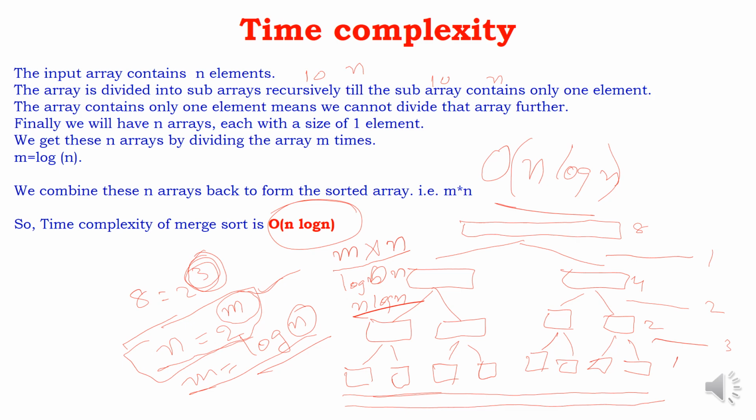Conquering is over. Now we are going to combine or merge them. So n number of times we have to compare. By comparing the elements of subarrays we have to merge them into a sorted array. So we need that many comparisons, m into n, log n times n. M into n is nothing but n into log n. So the time complexity is order of n log n.